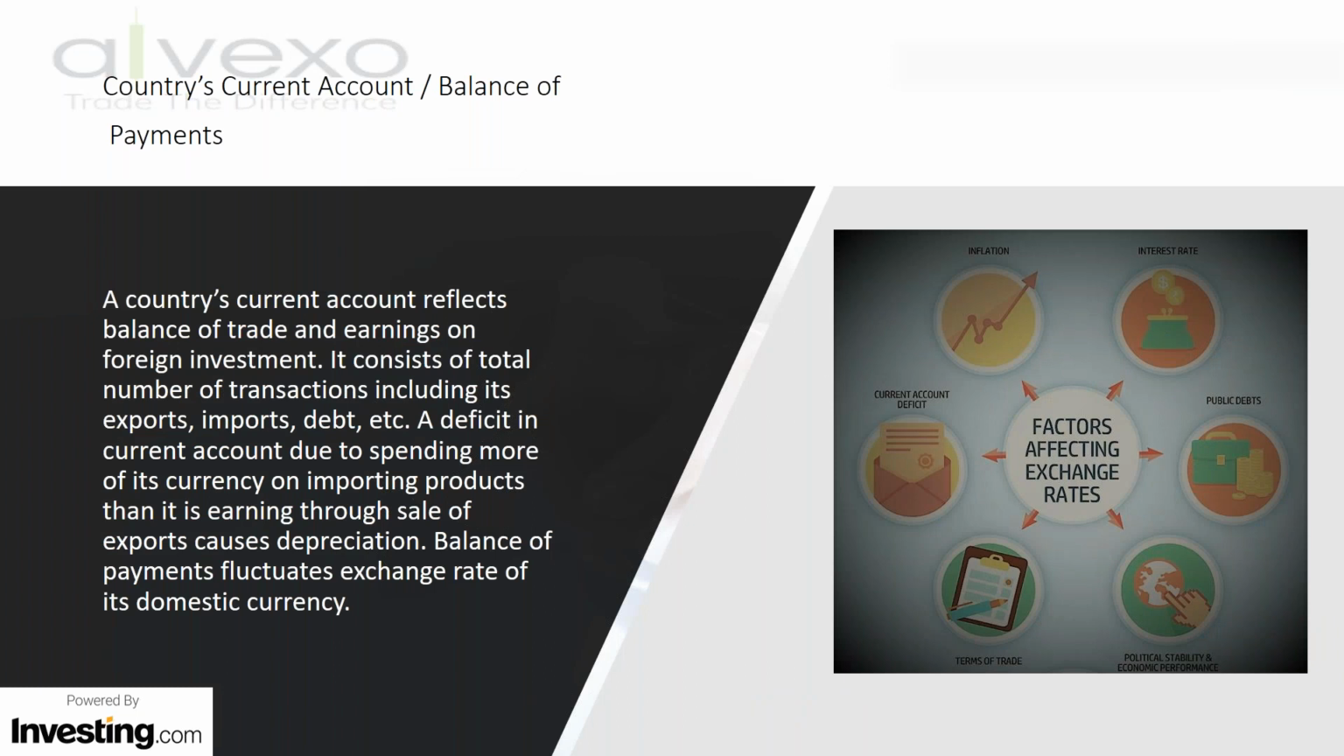Then we also have the current account, or balance of payments. A country's current account reflects the balance of trade and earnings on foreign investment. It consists of the total number of transactions, including exports, imports, debt, etc. A deficit in the current account, due to spending more of its currency on importing goods than it is earning through the sale of exports, causes depreciation. Balance of payments fluctuates the exchange rate of its domestic currency.